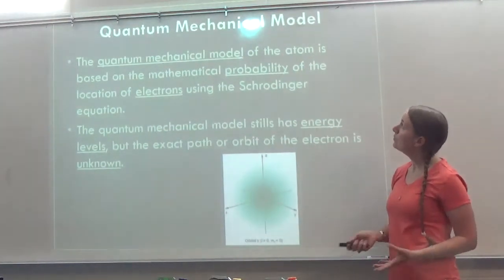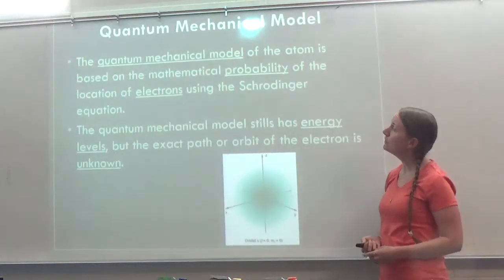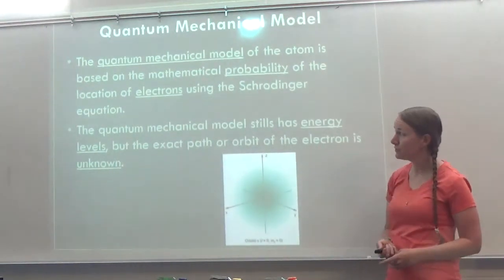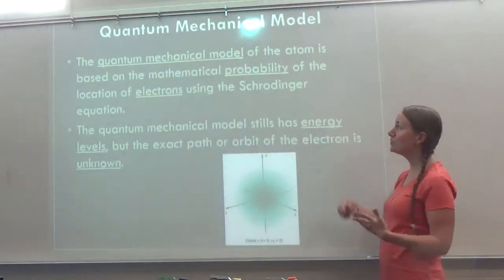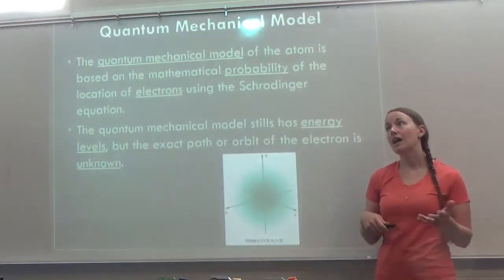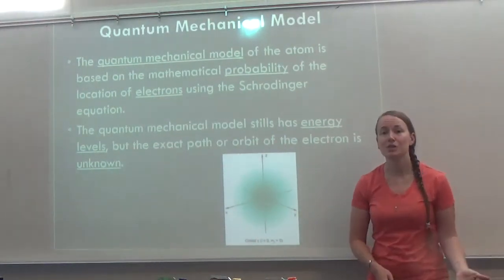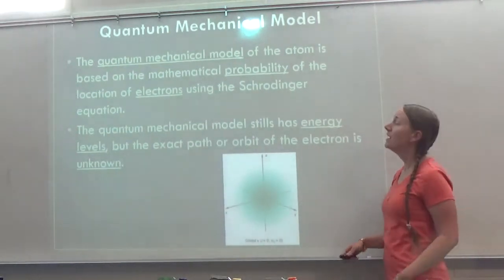And the quantum mechanical model of an atom is based on the mathematical probability of the location of electrons using the Schrödinger equation. Don't worry, we're not going to start going into calculus in this class. We're not going to do the calculations of Schrödinger's equation. If you move on in college to certain upper level chemistry classes, you may get to do some of this. I got to do some of it.